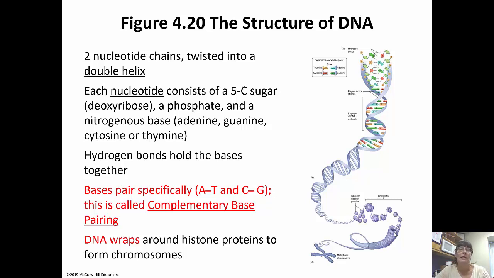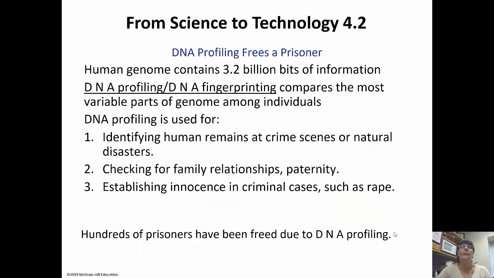DNA wraps around the histone proteins to form chromosomes. So when the cell is not actively dividing, the DNA is kind of stringy looking, and it's called chromatin. As the cell gets ready to divide, the DNA wraps itself around those histone proteins and gets tighter and tighter and tighter until it's condensed down into a chromosome. The human genome contains about 3.2 billion bits of information.